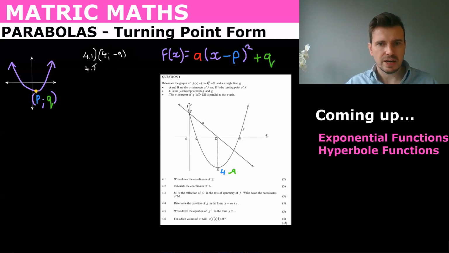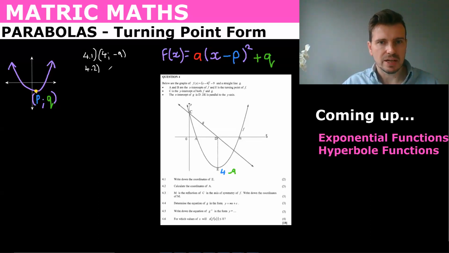4.2 says calculate the coordinates of A. Right, so what we do is we now know that we can substitute in the turning point formula, which we've already been given. So what we can do is now times this out. So we get the standard form of the equation, and then we can solve the roots because we see that A and B are the roots. So this would give me the points of A and B. So I'm going to times this out.